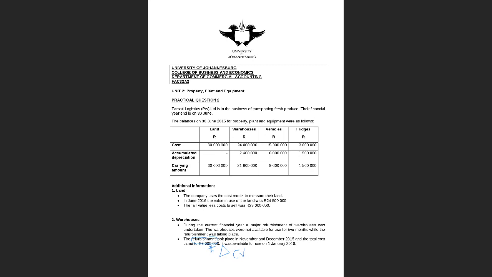The first thing that I want you to do, and I'm going to give you some time to do this, is to calculate the carrying value of these warehouses before the refurbishment took place. Remember, to calculate the carrying value, we need to know the cost and the accumulated depreciation. I'm going to give you some time to do that calculation, and then we're going to do it together. Draw your timeline, look at how many months we used these warehouses for each year, and calculate the depreciation.